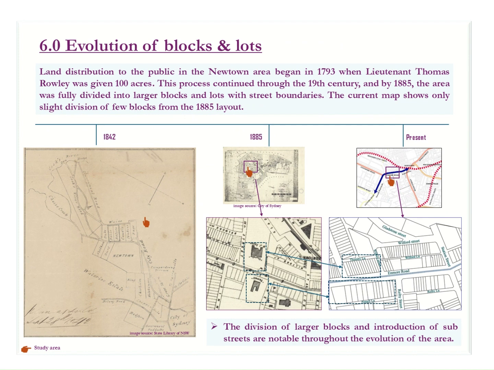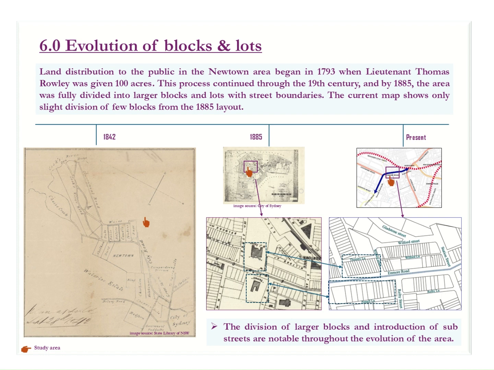Further, exploring some basic elements of urban typomorphology, this slide shows the evolution of the blocks and lots in the study area. Land distribution in Newtown began in 1793 when Lieutenant Thomas Rowley was granted 100 acres, indicating the beginning of human settlement in the area during the early colonial period.